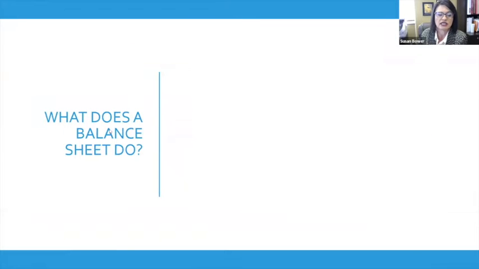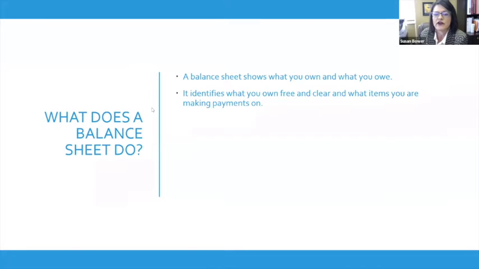What does a balance sheet do? A balance sheet shows us what we own, assets, and it shows us what we owe, liabilities. It identifies what we own free and clear, with no obligation, and what items that we are still making payments on.